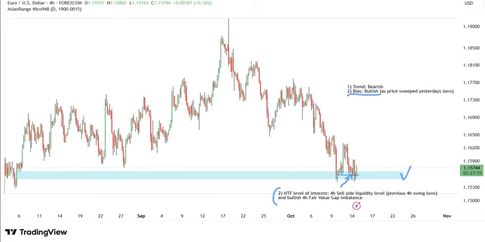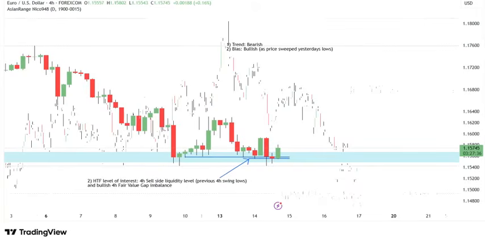So in this case, the bias was bullish, and the sell side liquidity, the previous 4-hourly swing lows, in other words, were swept. In combination with this bullish higher time frame fair value gap imbalance, this particular level was really strong to look for possible reversals, possible bounces back up higher. So that's what we had in mind today.